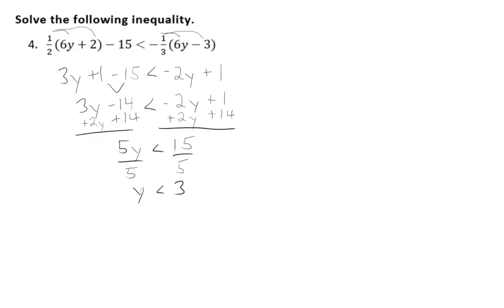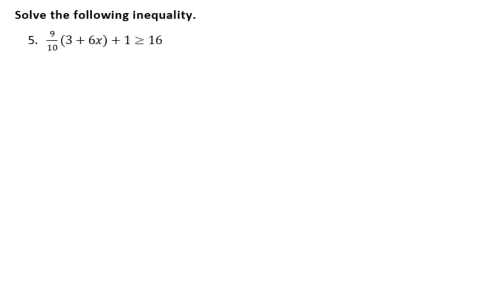I would choose 0. Plug 0 in. We get half of 2 is 1. 1 minus 15 is negative 14. Plug 0 in here. You get negative 1/3 times negative 3, so that's 1. A negative number is less than a positive number. That works out. All right, let's look at another example.